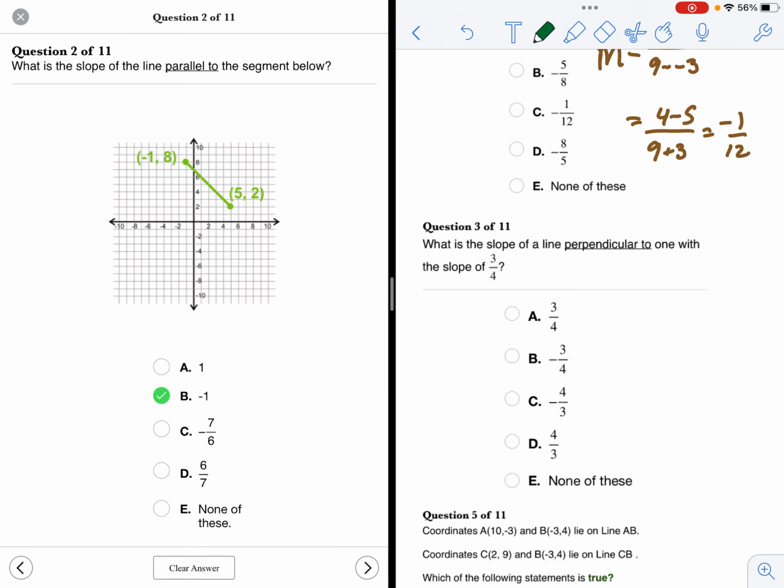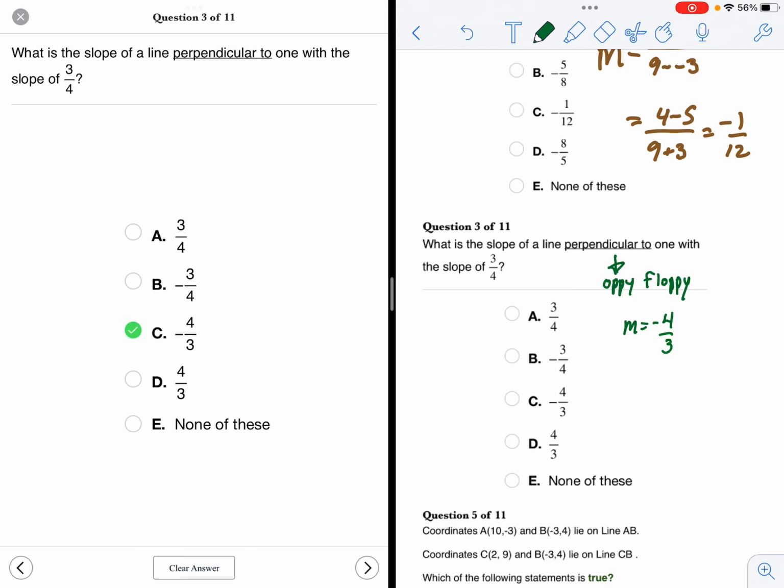What is the slope perpendicular to the one with the slope of 3/4? Remember, this is where we go oppie, floppy. So the perpendicular slope would be negative 4/3. A good way to remember this is A over B: positive A over B would go to negative B over A.